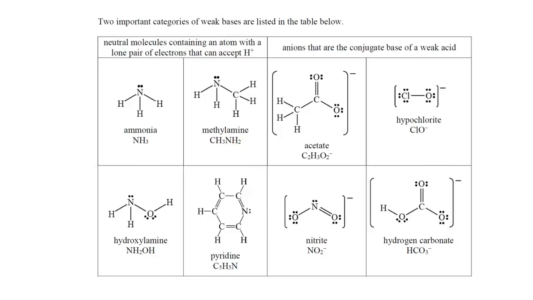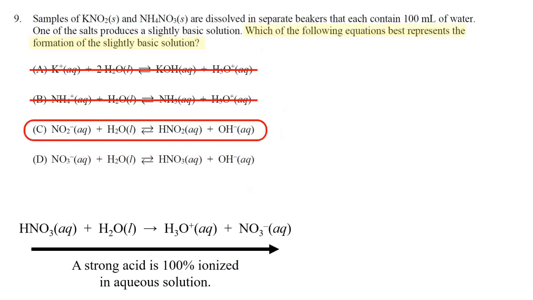And then on the right side of this slide, you can see anions, or negative ions, that represent the conjugate base of a weak acid. So the acetate ion, the hypochlorite ion, the hydrogen carbonate ion, as well as the nitrite ion, NO2-, are examples of negative ions that are derived as the conjugate base of a weak acid. And so therefore, if you are a weak acid, then the conjugate base behaves as a weak base. So here's another way to clarify why choice C is the correct answer for question 9.